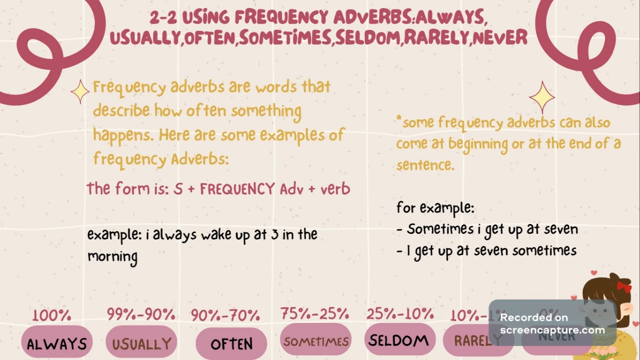And the form is subject, frequency adverb, and verb. Example, I always wake up at 3 in the morning. So I is the subject, always is a frequency adverb, and wake is a verb. So always indicates that something happens 100%. Like, it always happens.